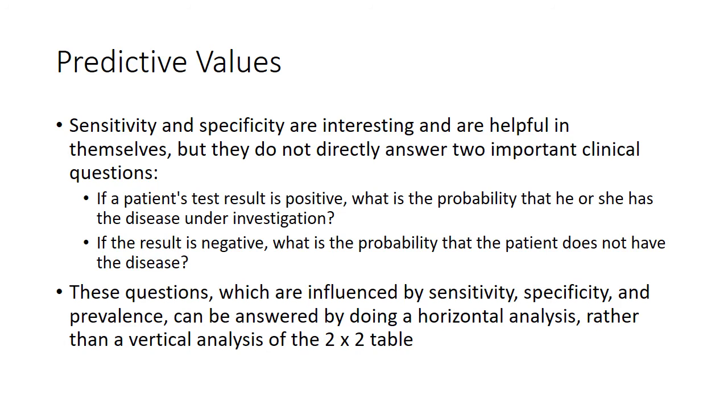And alternatively, if the result's negative, what's the probability the patient does not have the disease? So instead of doing a vertical analysis like we did, where the denominator for sensitivity and specificity were either all the people who had the disease or people who did not have the disease, we can get these predictive values by doing a horizontal analysis, where our denominators are all people who had a positive test result and all people who had a negative test result, respectively. So we'll look at that in the next slide here.